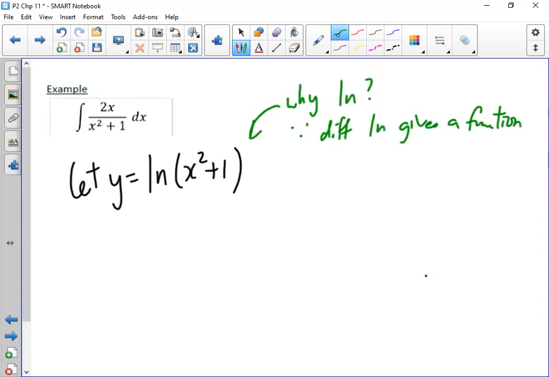So why do we ln the denominator? Because when you differentiate ln, the 1 over whatever is inside the ln bracket becomes a denominator. In this case, it's x squared plus 1. Therefore, we always ln the denominator.